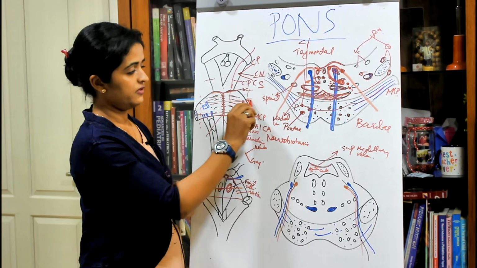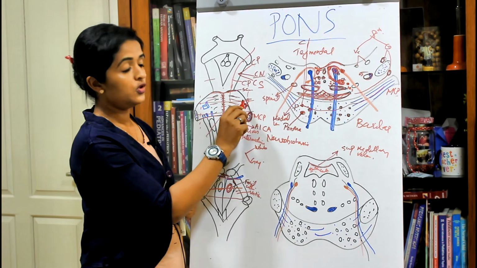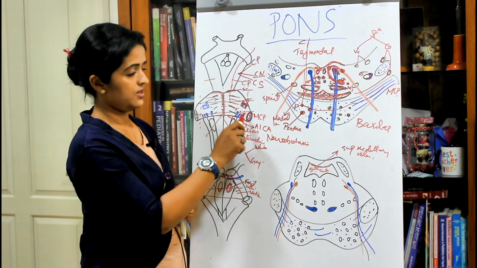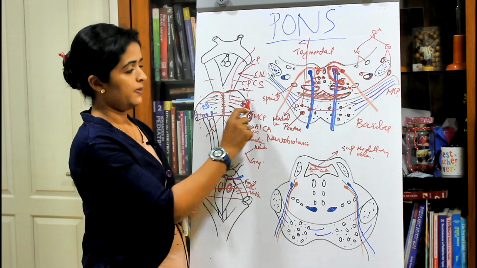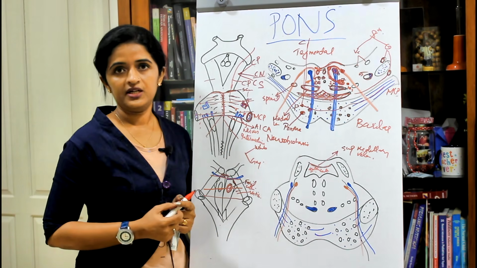So if you consider this as the upper portion, you can see that you will get only the fifth cranial nerve nuclei in the upper part. You won't get 6, 7 and 8 as we have discussed in the lower part. So it is the upper part of pons and you get only the fifth cranial nerve nuclei.